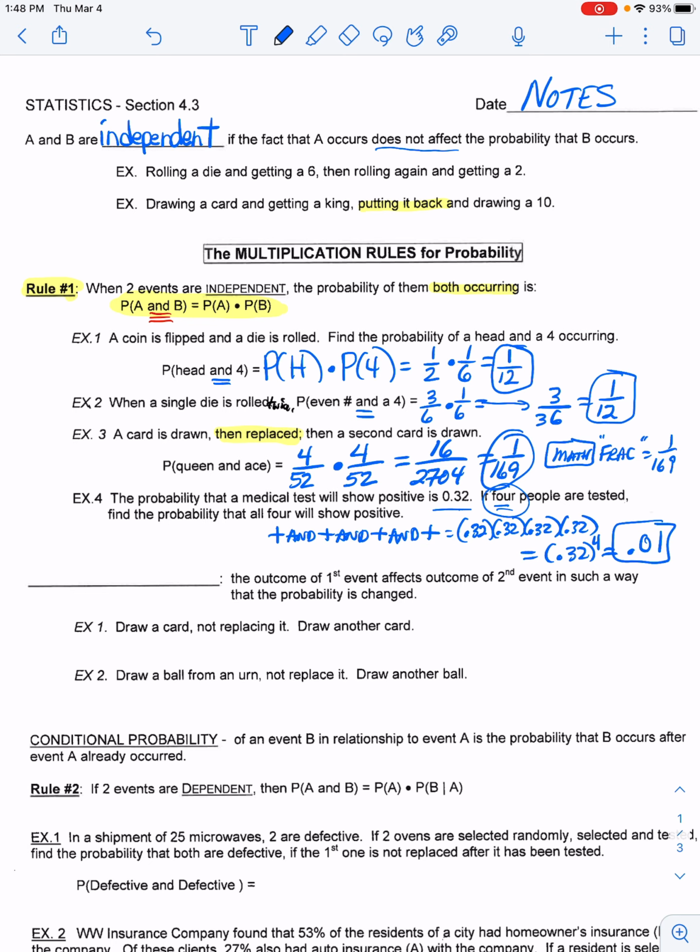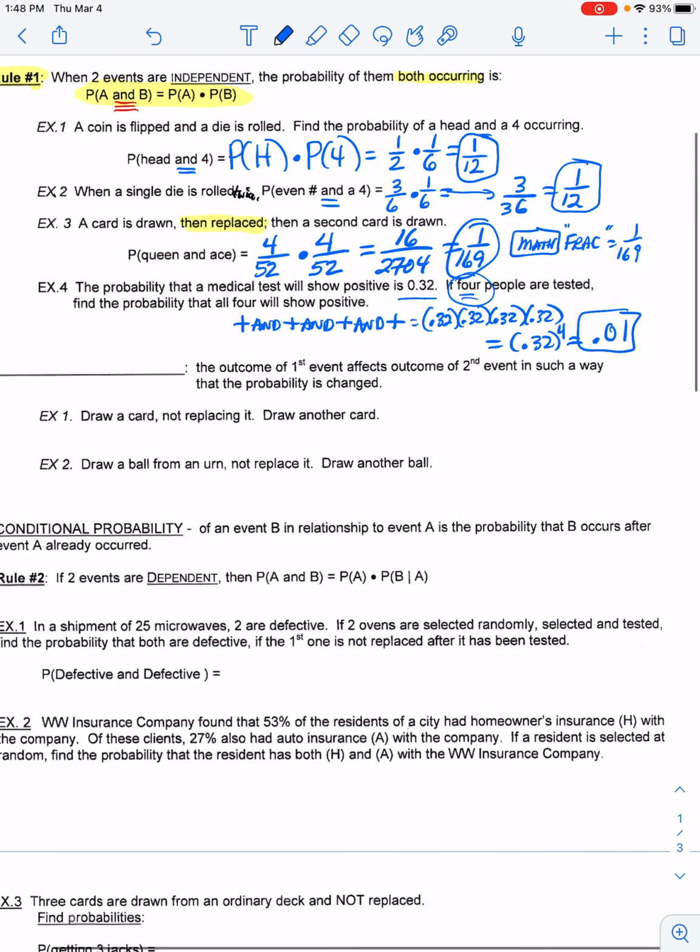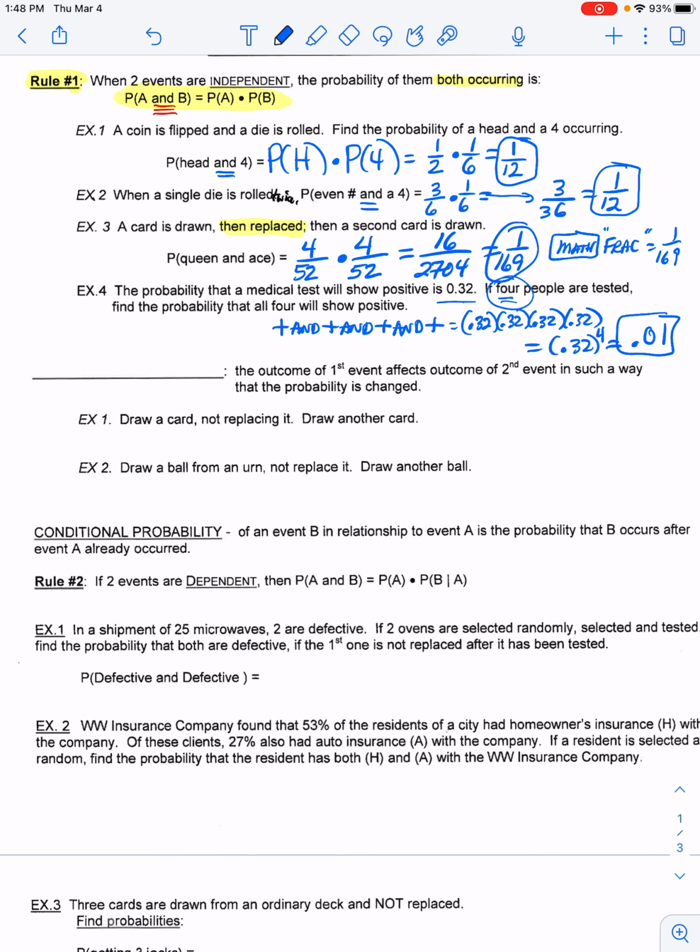All right, so that was all about independent events. Next, we're going to scroll down and take a look at dependent events.